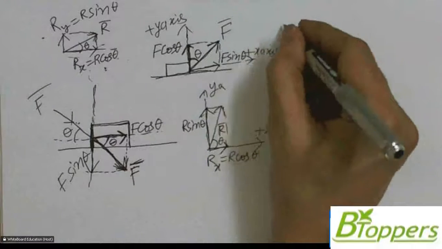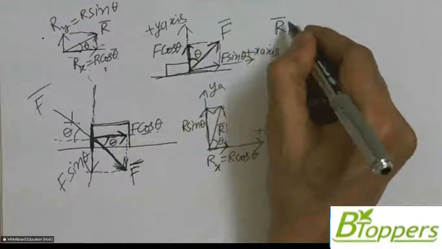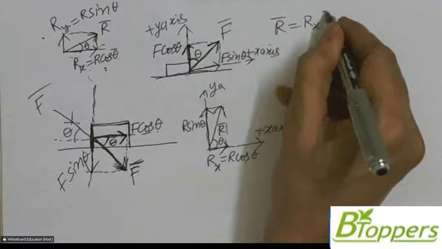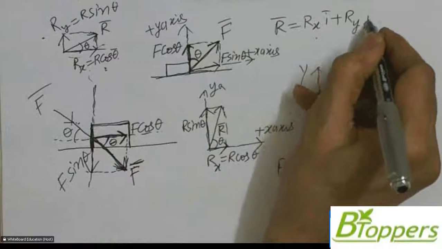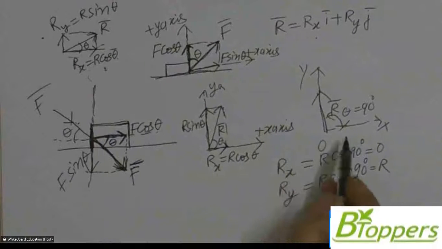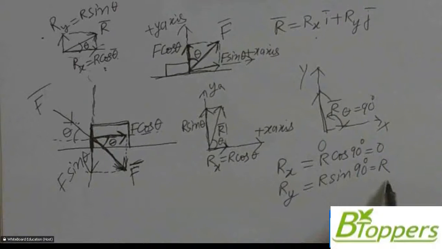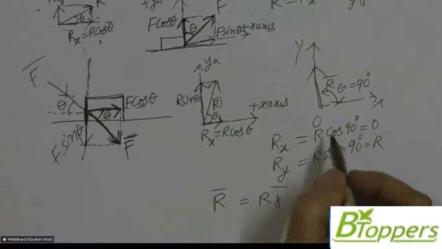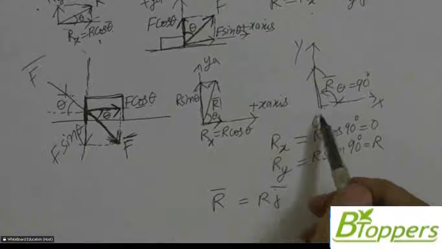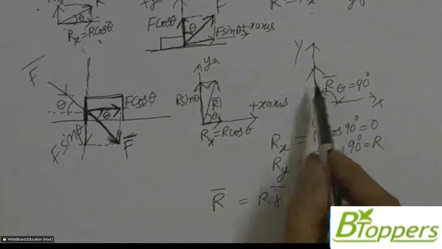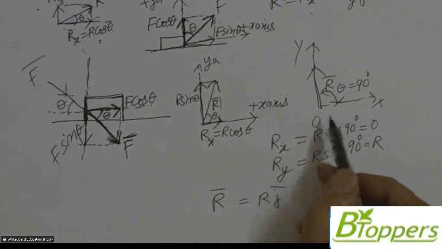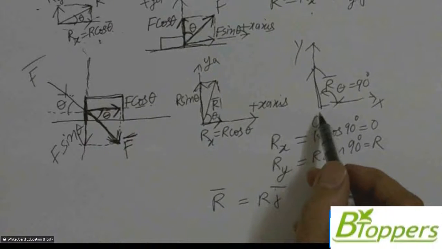So in general, vector R bar which lies in the xy plane can be written as Rx i bar plus Ry j bar. So in this figure, I mean when vector R bar acts along y-axis, Rx is 0, Ry equal to R. So R bar you can write R j bar. That means if a vector is directed parallel to the y-axis, then we can say that its rectangular component along the x direction is 0.